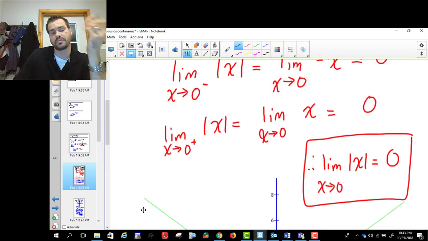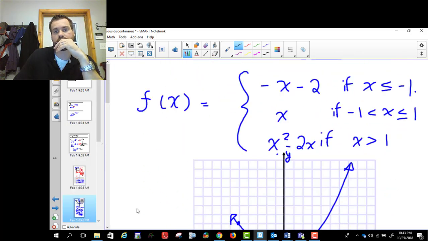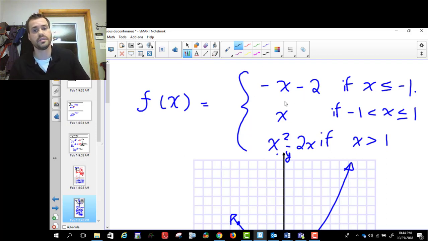So that's an example of an absolute value. Here's an example of a piecewise function. A piecewise function is not something you're necessarily used to, but what we're doing is describing a function in 3 different pieces. We're saying for this piece, the function is minus x minus 2 if x is less than or equal to minus 1. Then from minus 1 to 1, it's x.